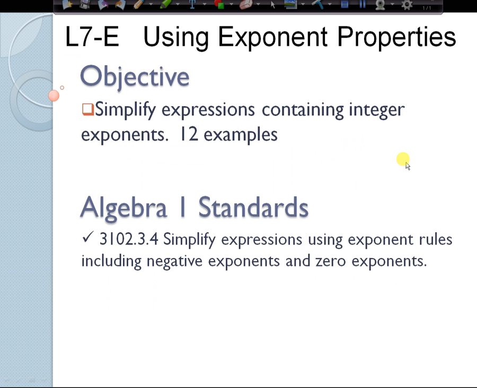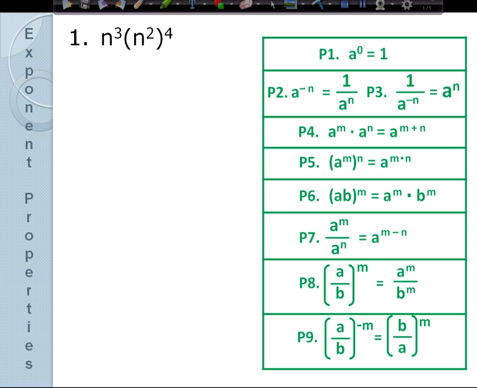Alright, today's lesson is basically we're going to take all of the 9 exponent properties that we've learned about and we're going to put them all together. There's 12 examples to this, so we're going to simplify expressions containing integer exponents. Go ahead and write down number 1.